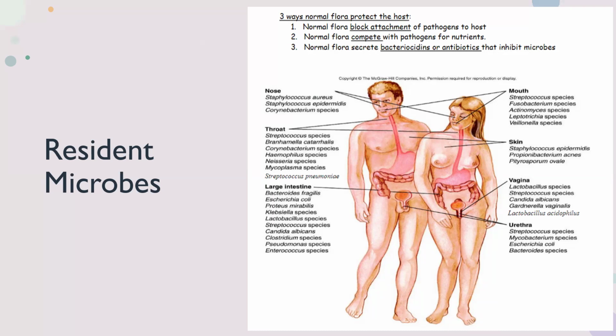And then just remember the three reasons that our resident microbes help us: they block attachment, they compete for nutrients, and they also have their own antibiotic properties to help stop other microbes from growing.